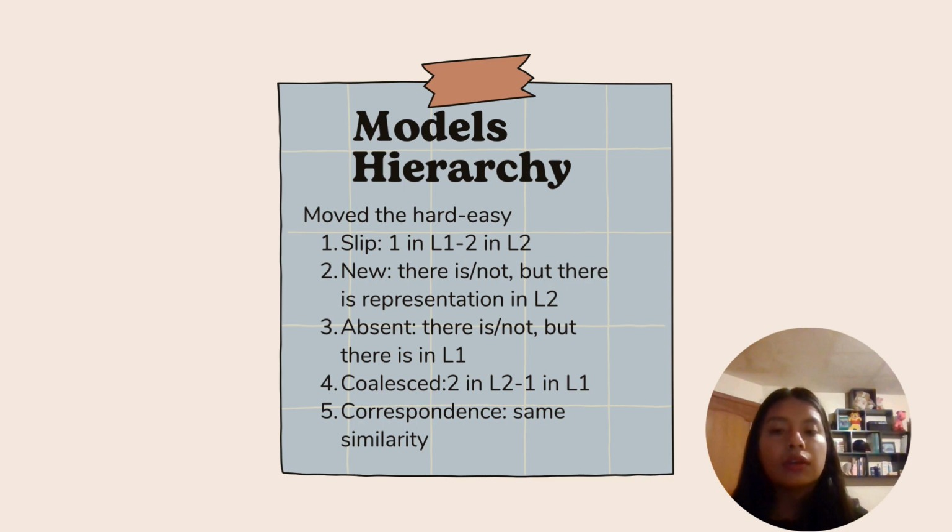Models hierarchy, and these models move from easy to hard. We have five models. The first is split. This model is when we have one element in our language, but in the L2 or target language we have two elements. The element in our language is one element, but in the L2 or target language it changes to two elements.